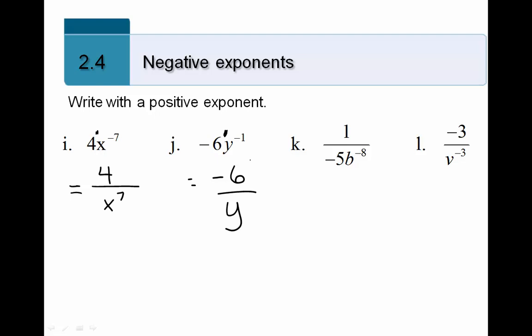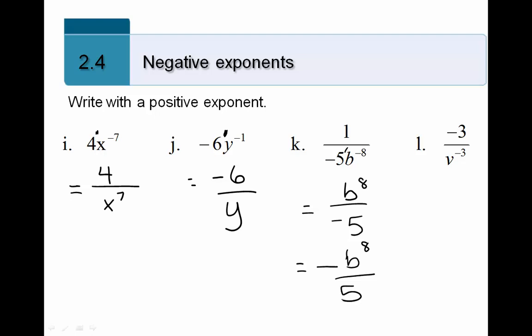In example K, once again, the negative 5 has a positive exponent of 1. It can stay right there. The reciprocal of 1 over b is b over 1. That forces the b to the top, making your exponent positive. Now, if you want to keep that negative with the 5, you can. You could also just pull it right out front and put negative b to the 8th over 5.